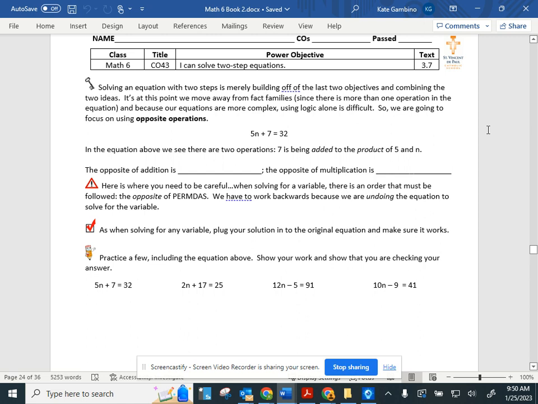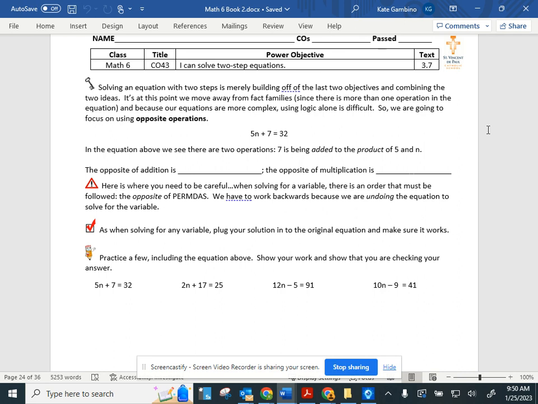Good morning. Today we are doing our last objective in Unit 5, working with those algebraic expressions and equations. Today we are doing CO43. I can solve two-step equations.